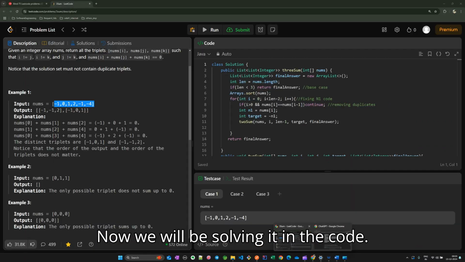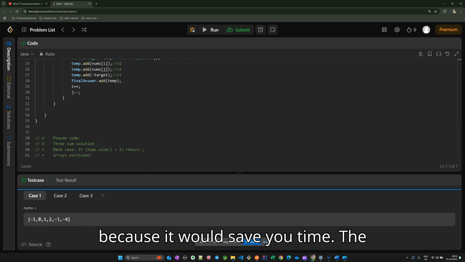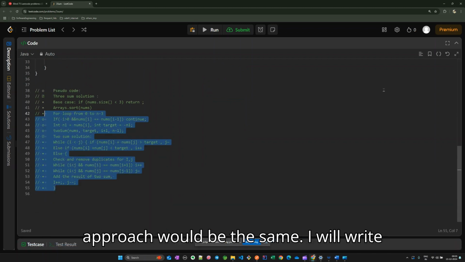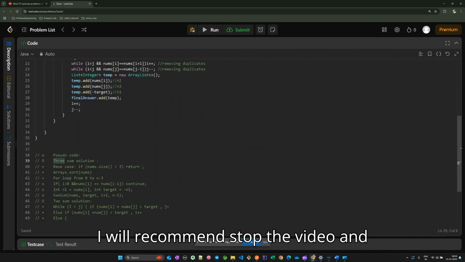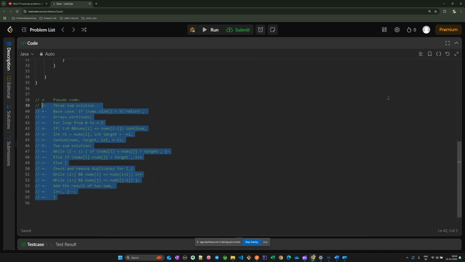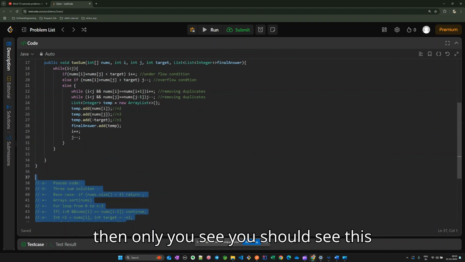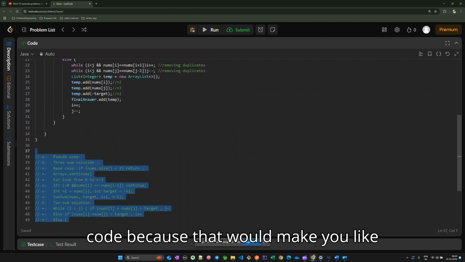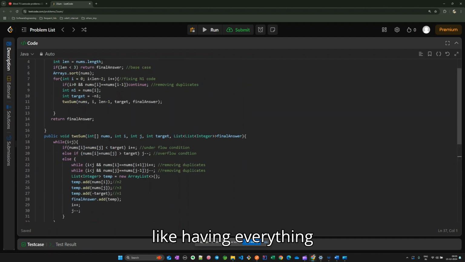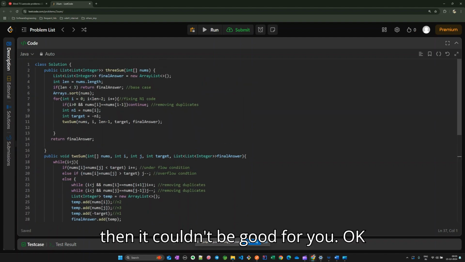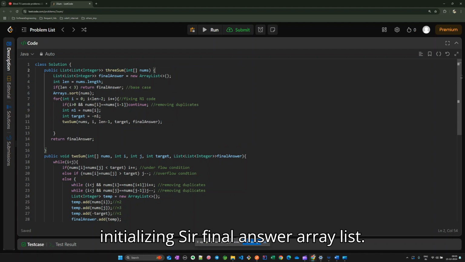Now we'll be solving it in code. I have written it beforehand because it would save your time. The approach would be the same. I'll write the pseudocode beforehand, and I recommend you stop the video and copy this pseudocode, or see it and then write the code, and only then look at this code, because that would make you a better problem solver. If you have everything ready-made, it wouldn't be good for you. Okay, so what we are doing here is initializing a final answer array list.